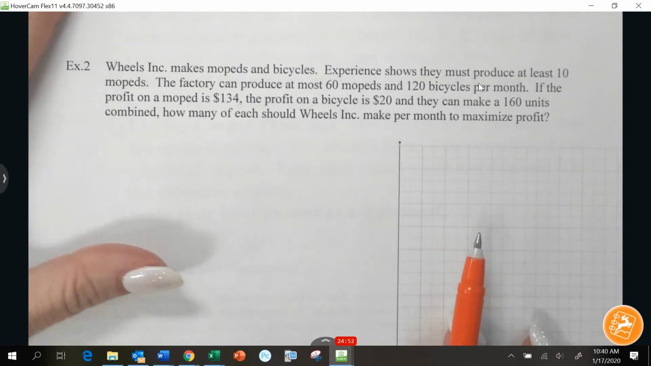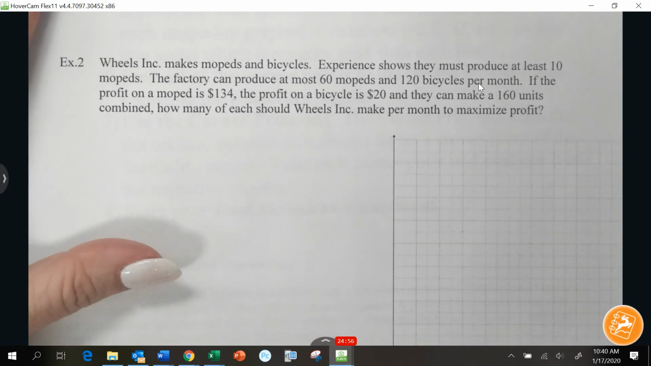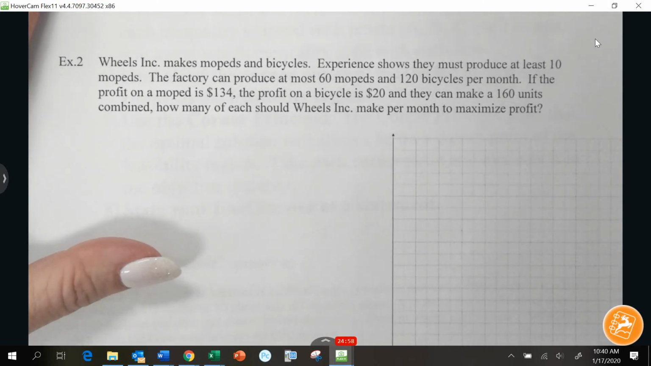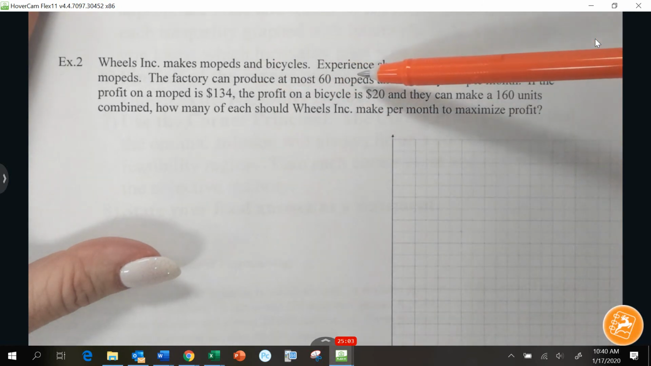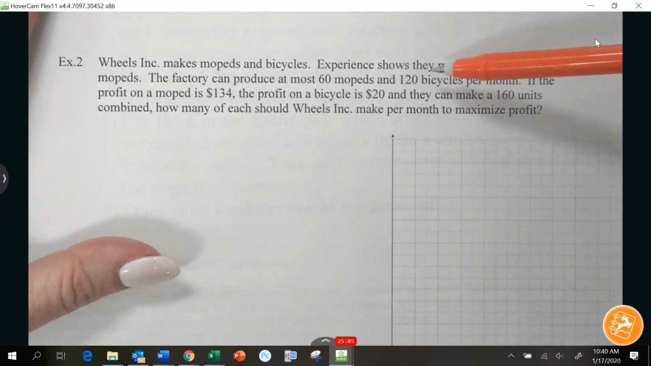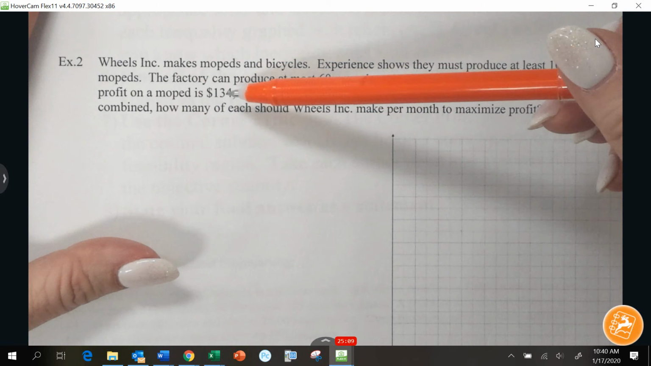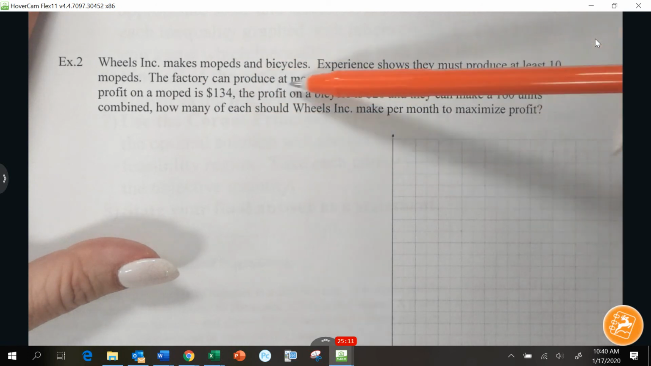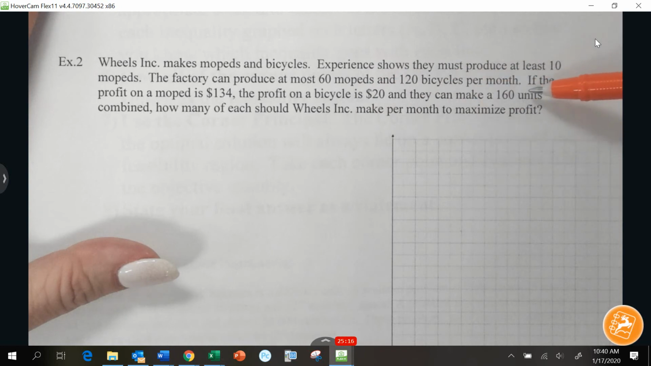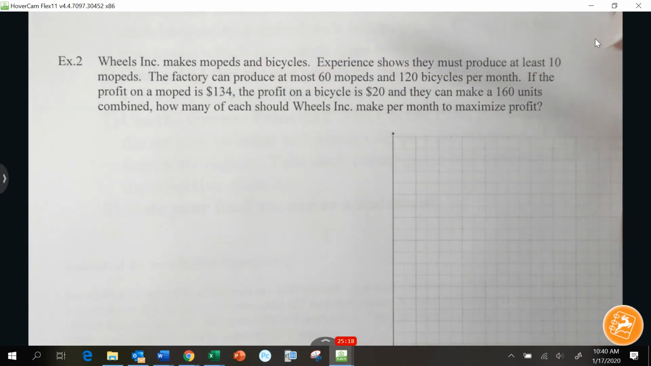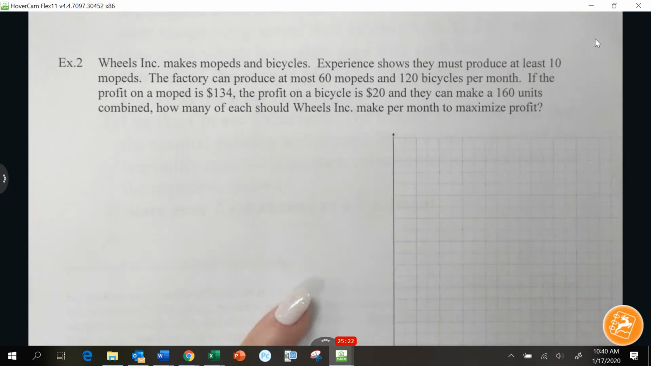Wheels Incorporated makes mopeds and bicycles. Experience shows that they must produce at least 10 mopeds. The factory can produce at most 60 mopeds and 120 bicycles per month. If the profit on a moped is $134, the profit on a bicycle is $20, and they can make 160 units combined. How many of each should Wheels Incorporated make per month to maximize profit?